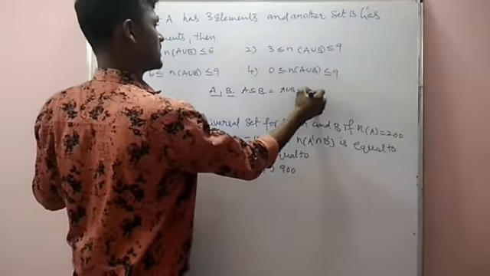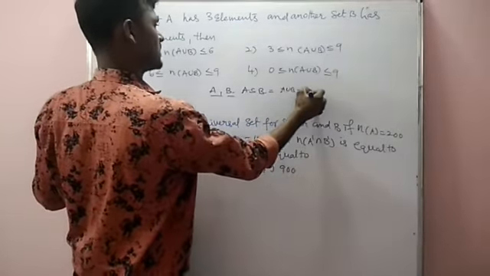And the maximum is when suppose A and B are disjoint sets. Then n of A union B is equal to 3 plus 6, which is 9 elements. Then which option is possible? The third option is possible.